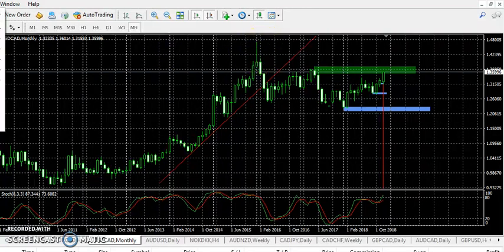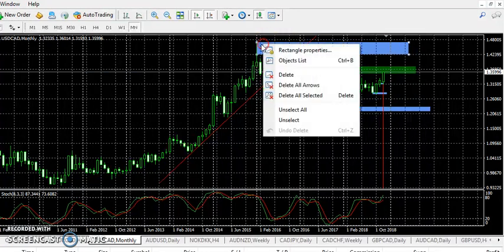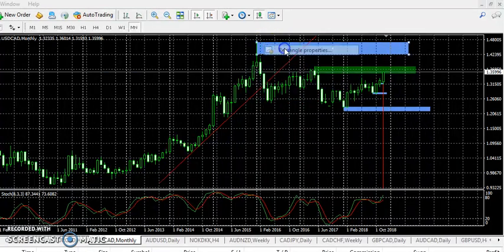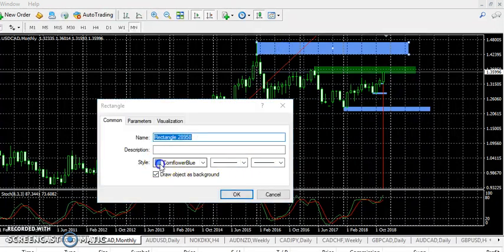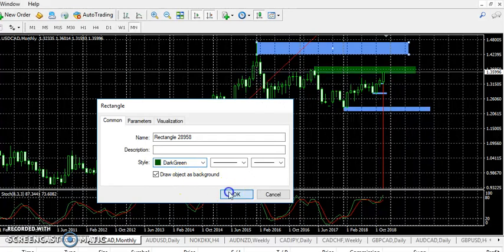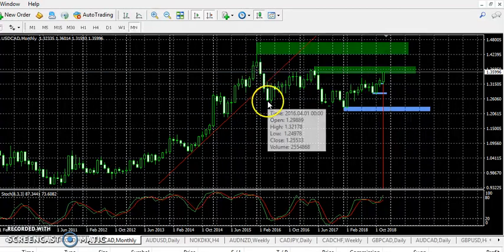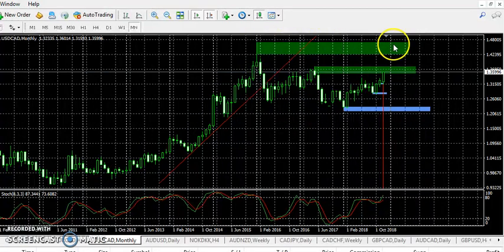So let me draw our supply zone here that I didn't have drawn before. We have supply here. Let's get our supply color. There we go. So we can see that we had an uptrend here. We had a trend broken here, which states that we have supply here.